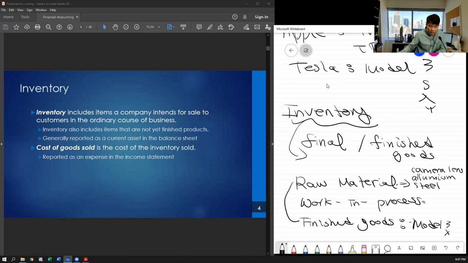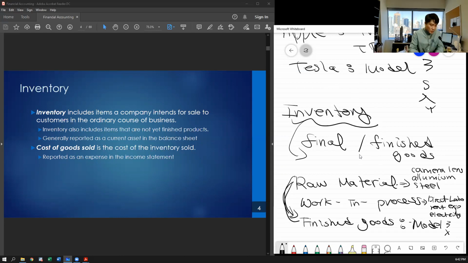So work in process, the costs related to direct labor or rent expenses, electricity bills. Some costs that are basically converting this raw material to finished goods are also reported in work in process. So for inventory that companies are reporting in the financial statements, it's the sum of these three types of inventory: raw material, work in process, finished goods.